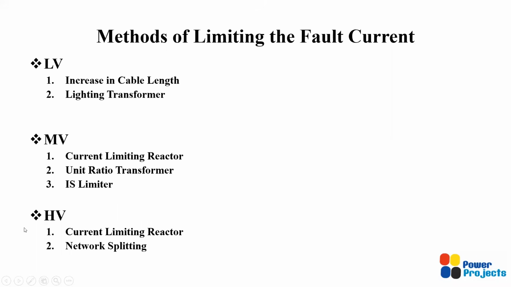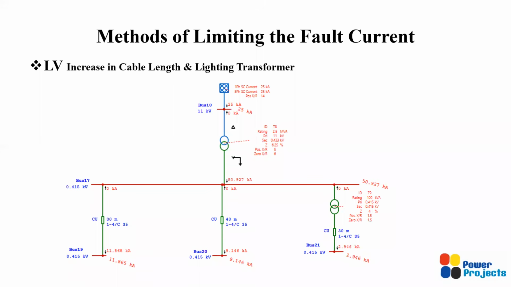In high voltage, again, you can use current limiting reactors, and you can use the network splitting concept. Current limiting reactor, transformer, IS limiter, these are all products, but network splitting is a concept which you can apply for high voltage systems or extra high voltage interconnected systems. So let's have quick examples.